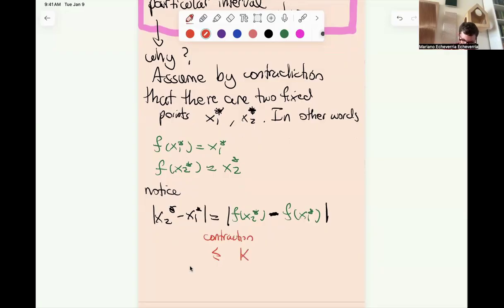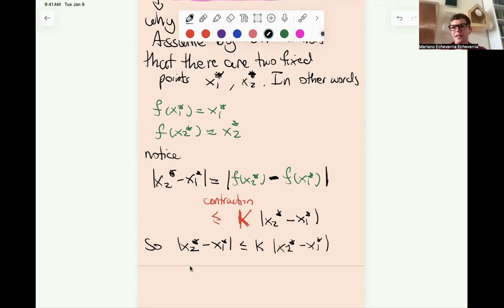So because the function is a contraction, this is less than k times the absolute value of x2 star minus x1 star. Is that making sense? What that's saying is that the absolute value of x2 star minus x1 star is less or equal to k times the absolute value of x2 star minus x1 star. And if you divide both sides by this absolute value, that means that 1 is less or equal to k, which is not true, right? The contraction shrinks everything, so that is impossible.